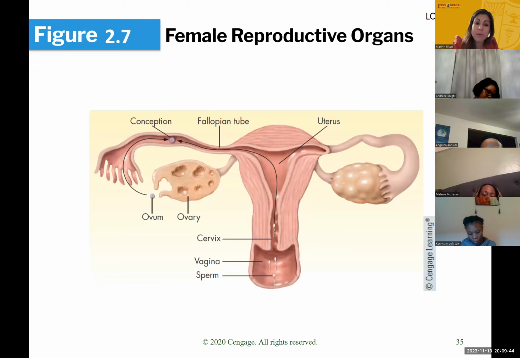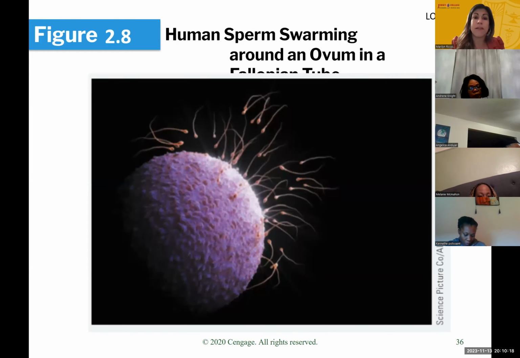And then here's an example. You have the conception, the ovum, the ovary, fallopian tube, uterus, cervix, vagina, and then there's your sperm entering. While you don't have to memorize charts, and I don't think they will give you charts on this to fill in, you do want to have an understanding of the process. Some people understand this naturally, but you really want to know the terms and how it works. So this is just an example. It says human sperm swarming around an ovum in the fallopian tube.